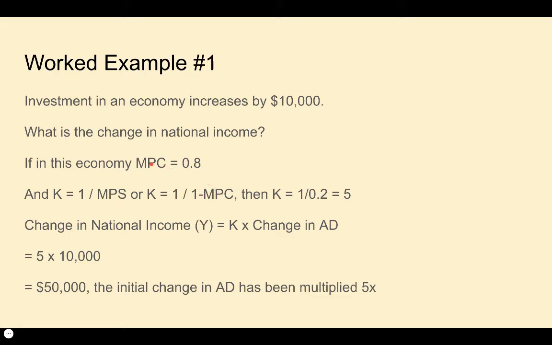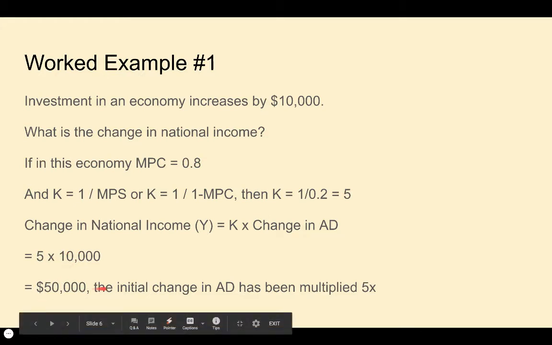So in this example, MPC is 0.8. So MPS is going to equal 0.2. So K equals 1 over 0.2. So K equals 5. So we can then put this into the next formula. Change in national income equals K times the change in aggregate demand. So we know K is 5, and we know the change in aggregate demand here is $10,000. 5 times 10,000 is $50,000. So the initial change in aggregate demand has been multiplied by 5.